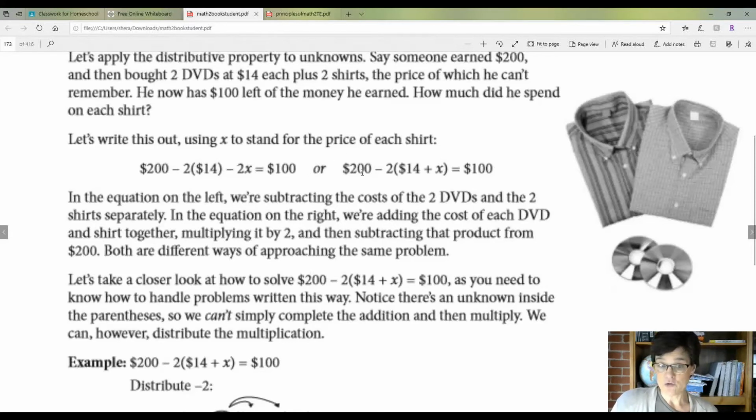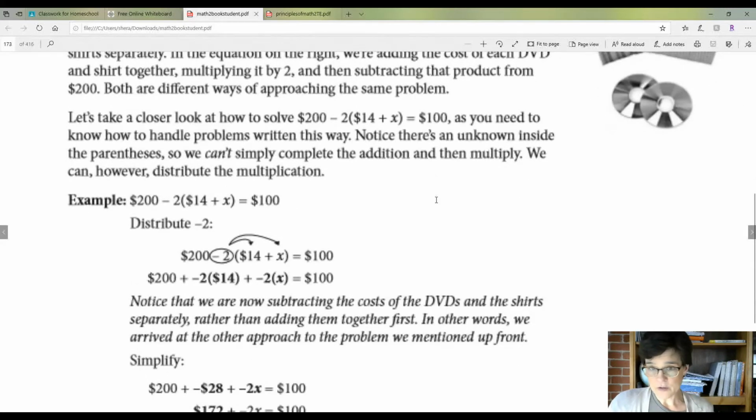Or 200 minus 2 times the quantity 14 plus whatever he spent on the shirts, because in parentheses is what he bought, and he bought 2 of those, and that's why you could do it this way. Now, in the equation on the left, we're subtracting the cost of the 2 DVDs and then the 2 shirts separately. In the equation on the right, we're adding the cost of each DVD and shirt together, multiplying it by 2, and then subtracting that product from $200. Both are just different ways of approaching the same problem. Both of those would be correct.